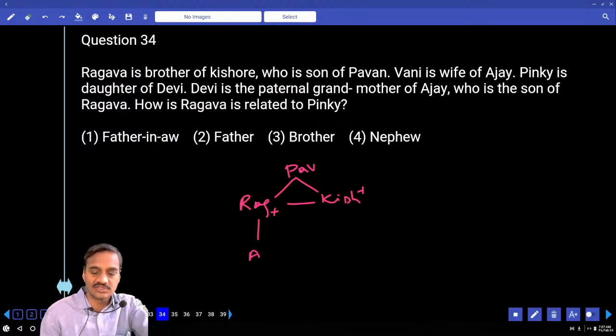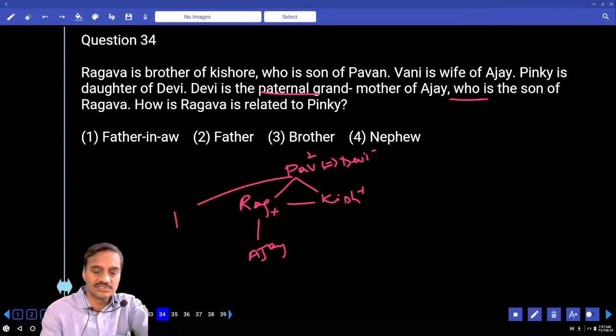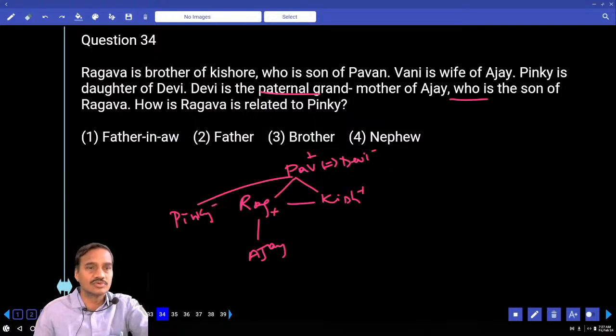Now Ajay is the son of Raghava, isn't it? Devi is the paternal grandmother. Paternal grandmother means father's or mother's? Father's mother. Ajay's father is Raghava. Raghava's mother is Devi. Hence Devi and this Pavan are married to each other. Then Devi is the paternal grandmother of Ajay. Pinky is the daughter of Devi. Now this Pinky is the daughter of Devi. This Pinky is the sister of Raghav and Kishore.